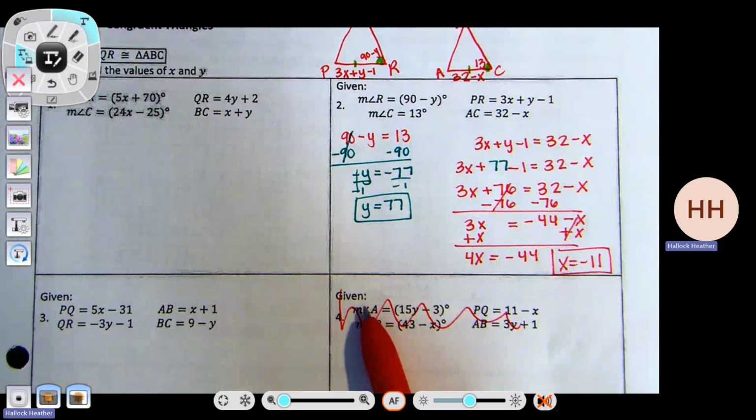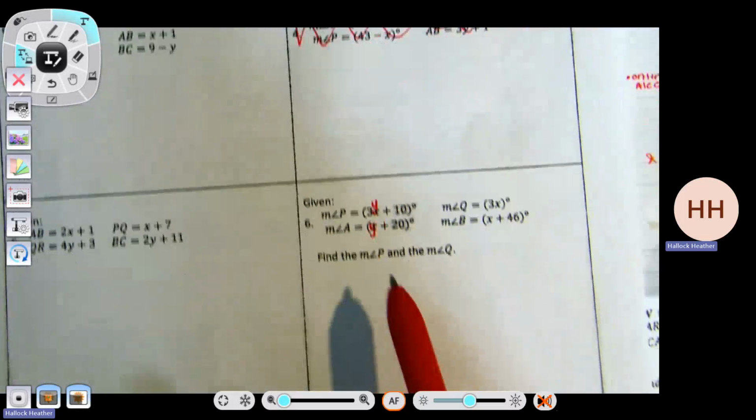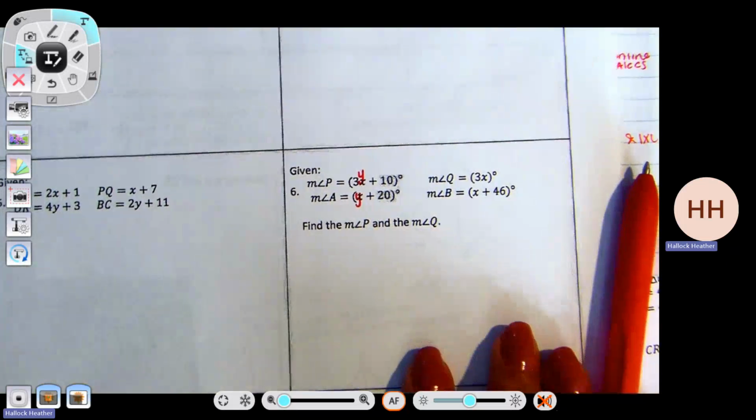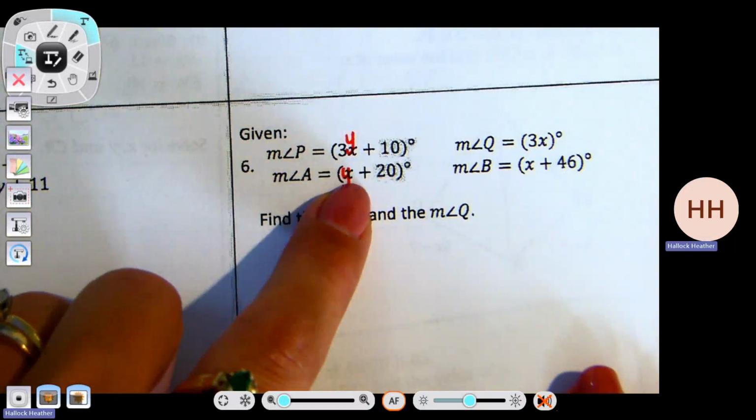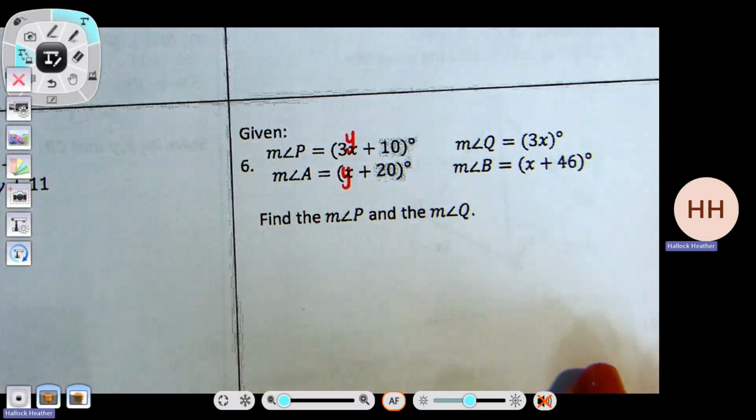You could skip number 4. If you did not fix it the first time, number 6, you have 2 things you need to fix. There should be y's on number 6. This should be a y. This should be a y. So change it to a y. And then we're going to do one more problem on the back.